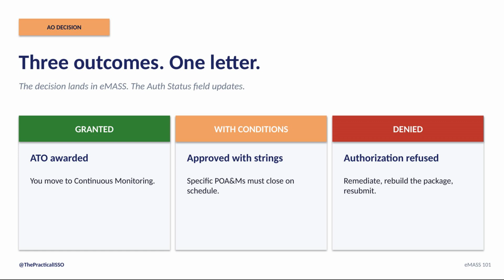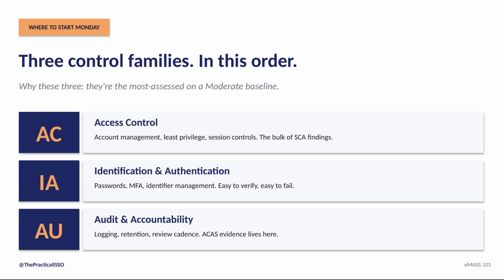That's the eMASS workflow. From first login to authorization and into ConMon: System Overview, Controls tab, Implementation Narratives, Artifacts, POA&Ms, Package Submission. If you're inheriting a system with a backlog, start here. Sort your controls by implementation status. Find everything marked planned or blank, and work through them one control family at a time. AC first. It's the most assessed. IA second.